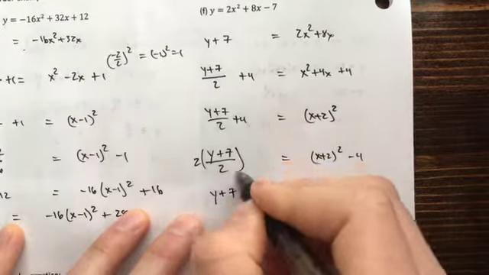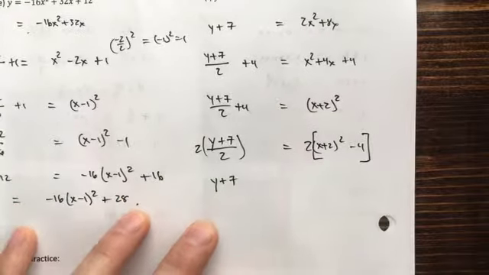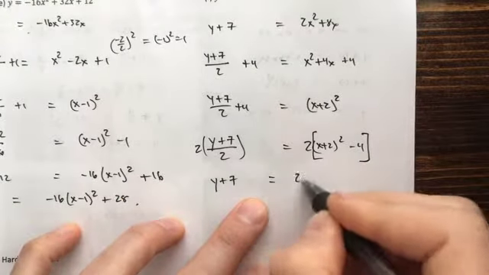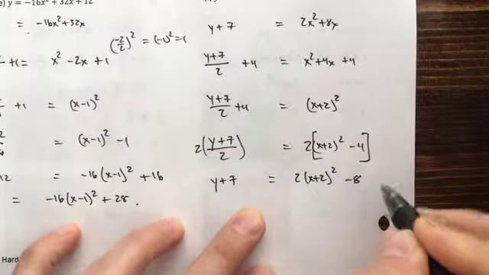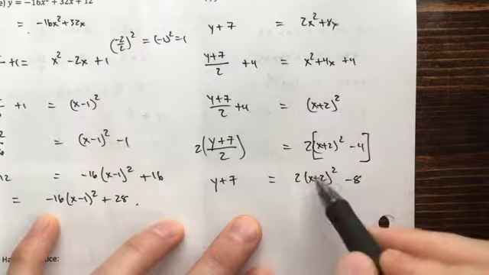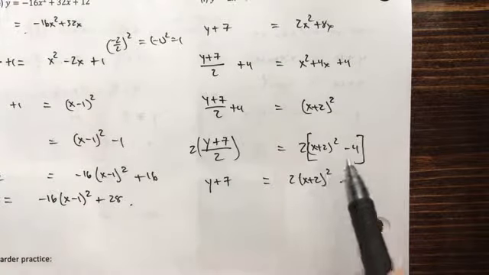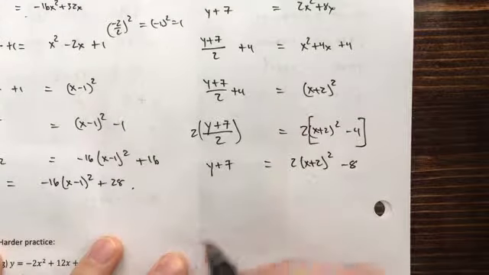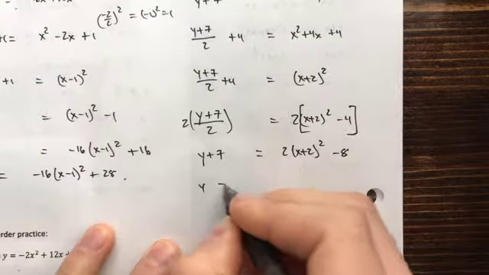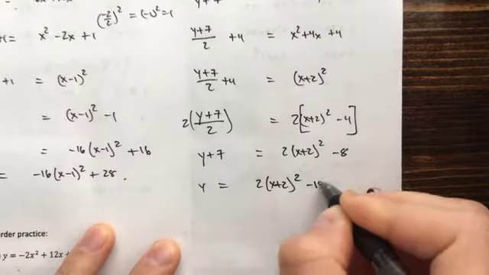So 2 times that, 2 times this whole thing. y plus 7 equals 2 times (x plus 2) squared minus 8. Don't be tempted to distribute things here. The whole purpose of this is to not distribute, or rather to put it in vertex form. So we're not wanting to write it in standard form. Finally, subtract 7. y equals 2 times (x plus 2) squared minus 15.